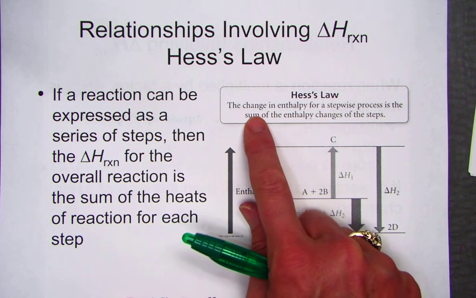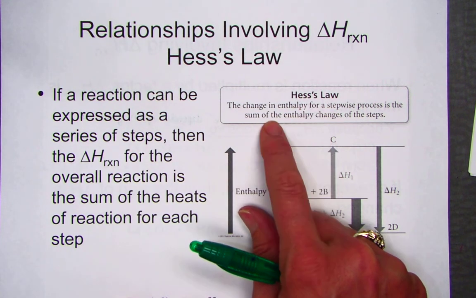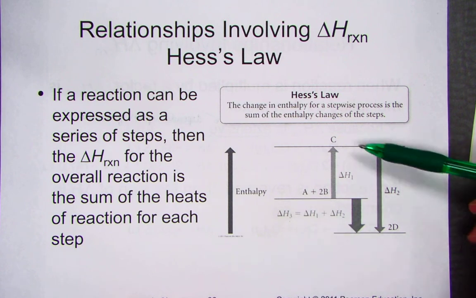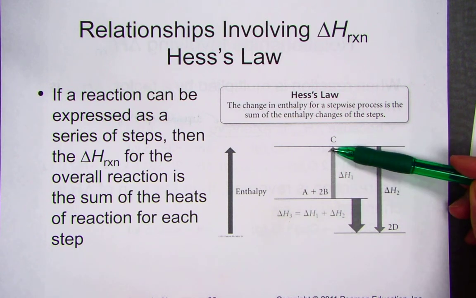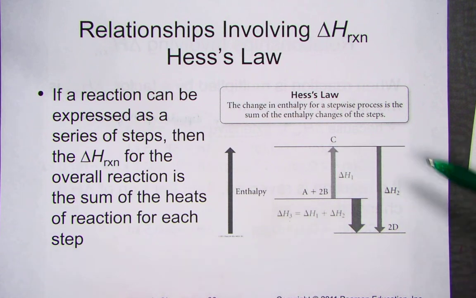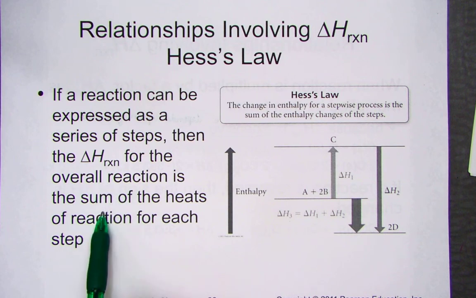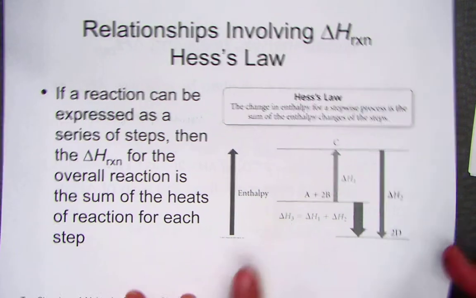Hess's law simply states the change in enthalpy for a stepwise process is the sum of the enthalpy changes of the steps. If the heat of reaction of step 3 is the sum of step 1 and step 2, the heat of reaction for step 1, when added to step 2, gives me the complete change of step number 3. The heat of reaction for an overall reaction is the sum of each individual step along the way. If chemical changes occur in a step-by-step fashion, we simply can add those steps together to find the overall equation.